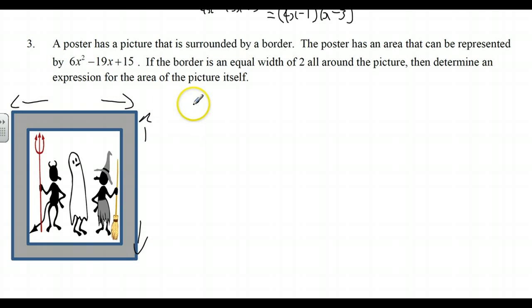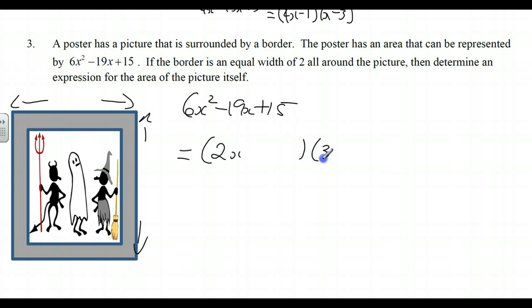So I'm going to try 2x and 3x. Need numbers. This is a plus. They'll both be minuses, right, to get this minus number in the middle. They're going to multiply to 15. If I put a 5 there and a 3 there, I get 6x squared minus 10 minus 9, which is minus 19x plus 15. So this is in fact 2x minus 3, and this is 3x minus 5.